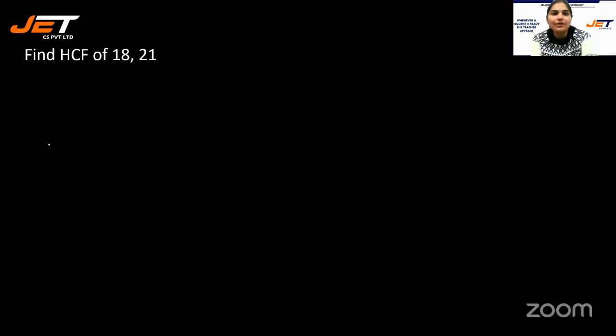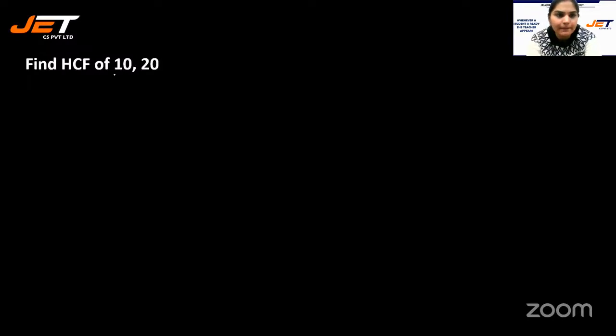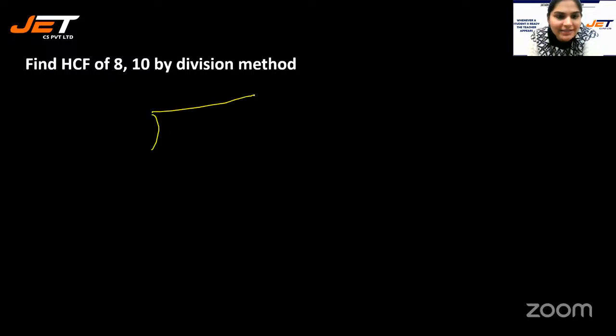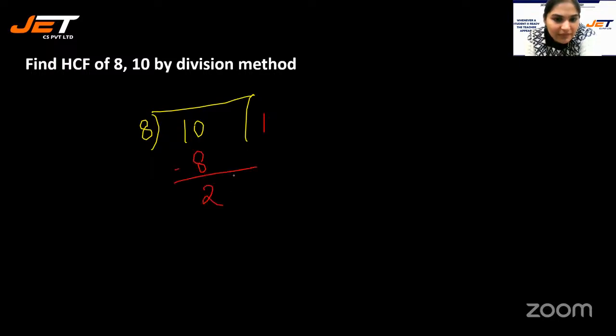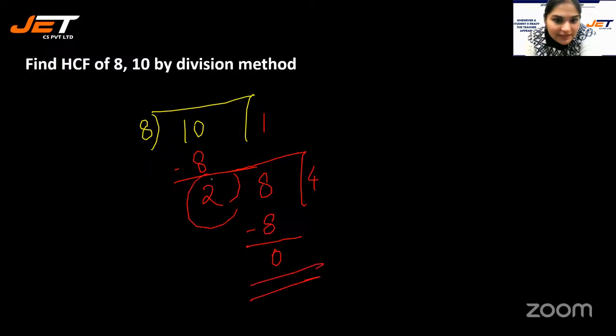Okay, so let's see how to do it. It was 8 and 10, right? So 10 as the dividend, 8 as the divisor. 8 times 1 is 8, 2 as the remainder, which will become the divisor, and 8 will become the dividend. 2 times 4 is 8. I got the remainder as 0. That means the last divisor is my HCF.